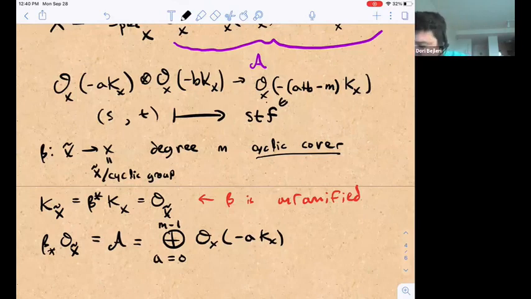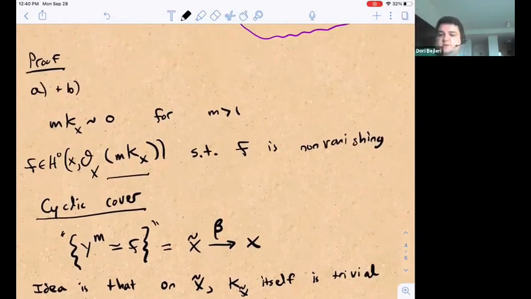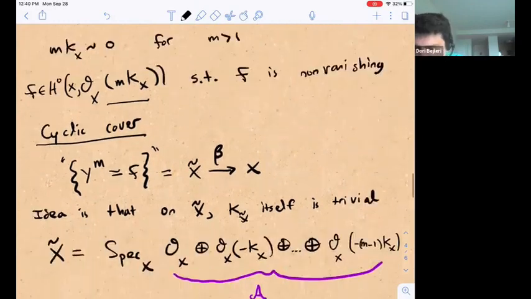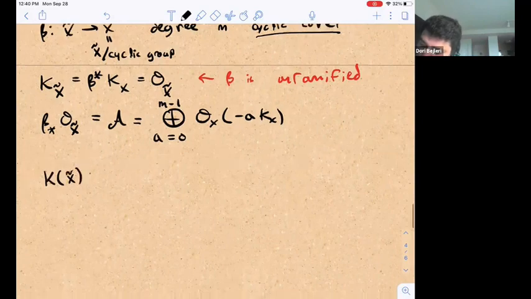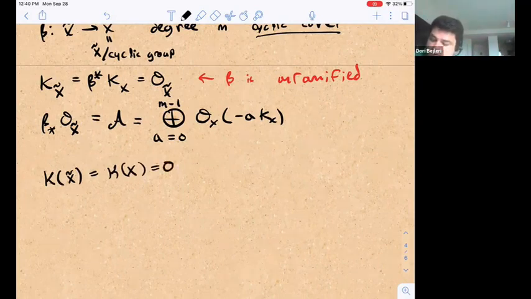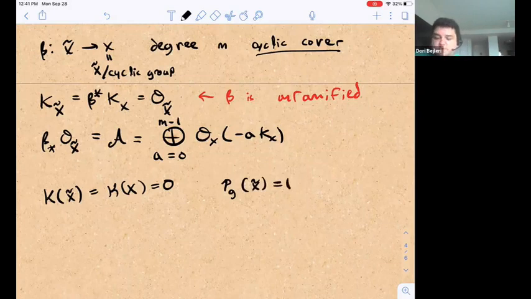Okay, so now we're going to apply this construction to our Enriques and bielliptic surfaces. So let's compute the invariants of X tilde. Because X tilde is unramified over X, the Kodaira dimension is the same, so it's still 0. And because of this formula, the canonical on X tilde is just a trivial line bundle, or trivial divisor, then the genus of X tilde is 1, because that's how many sections the trivial divisor has.